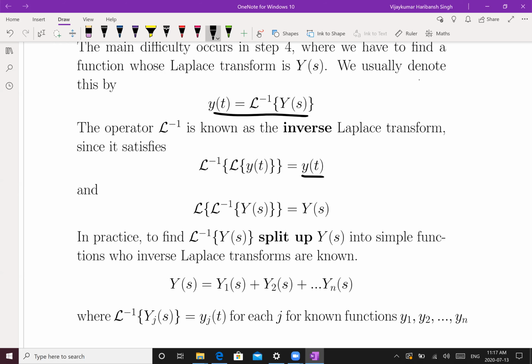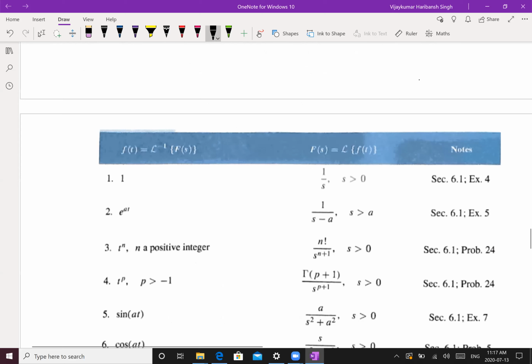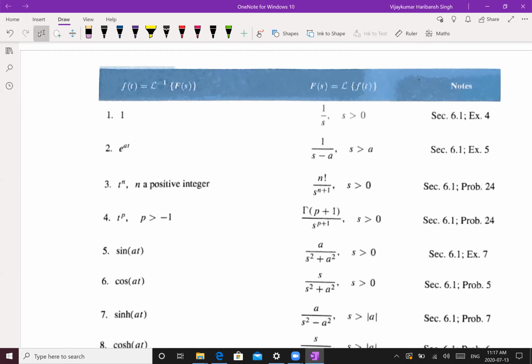Okay. So these are some Laplace transforms, right? For example, the Laplace of 1 as a function is 1 over s, and this is the Laplace inverse of 1 over s. So this is how the arrow goes. Similarly, for e to the power at, the Laplace transform is 1 upon s minus a, and the Laplace inverse of 1 upon s minus a is e to the power at.